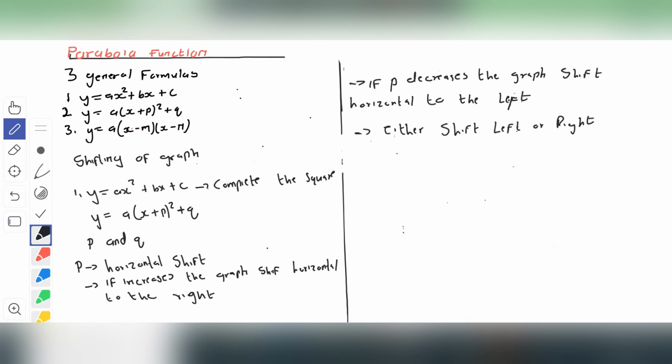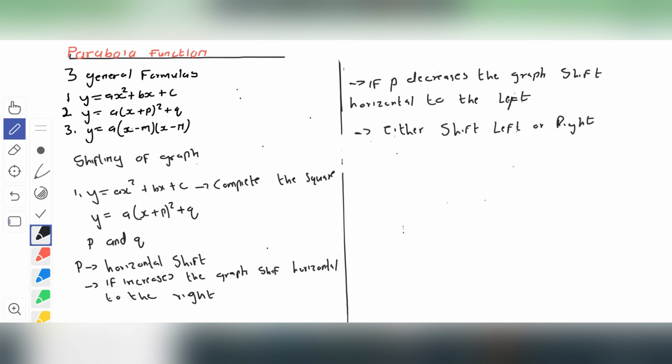Now we are done with the effect of P. Whenever we talk about P, which is the x-coordinate of our turning point, it is the horizontal shift. If P increases, the graph shifts horizontally to the right, and if P decreases, the graph shifts horizontally to the left. So P either shifts left or right.